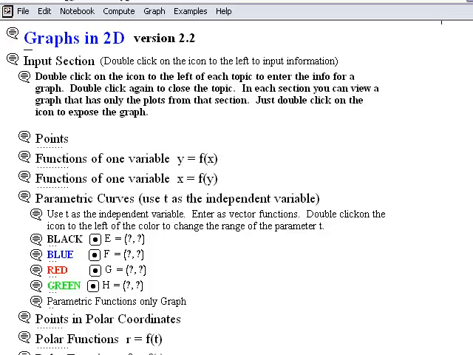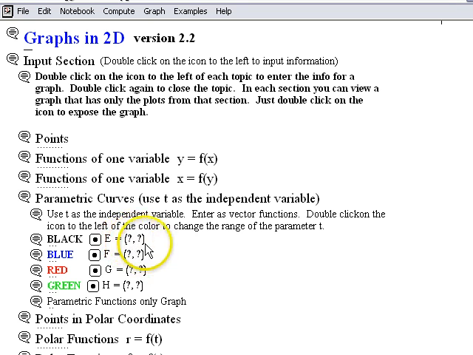Alright, this is from the online graphing calculator on my website, faculty.watcom.ctc.edu/wweber. Go to the online live math resources and click on the graphing calculator.